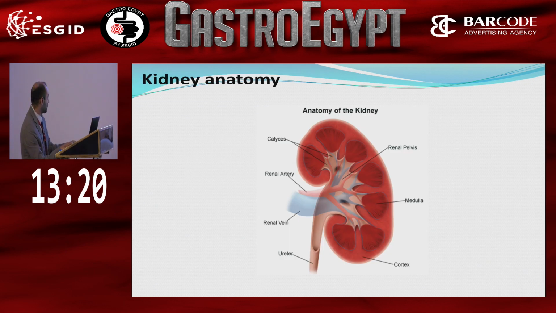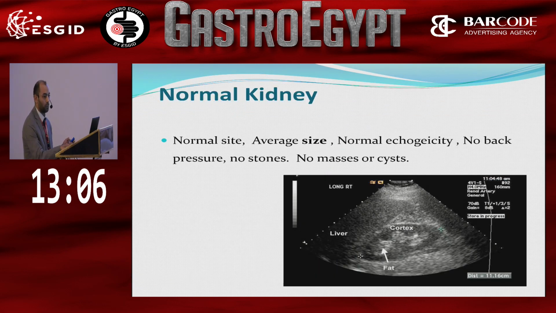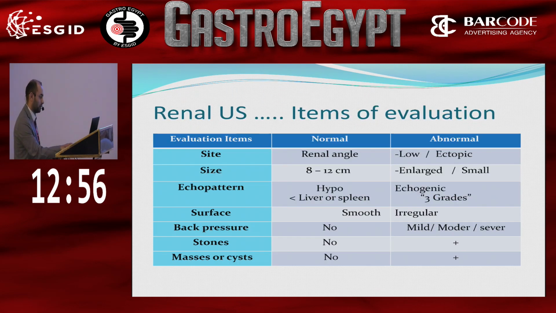First, the most important thing in the kidney is that I have to differentiate between the renal cortex and the medullary pyramids. Here is the renal cortex, and this is the medullary pyramids. Okay. I will comment on the site of both kidneys, size, echogenicity, and if there is back pressure or stones or masses or cysts. Okay.